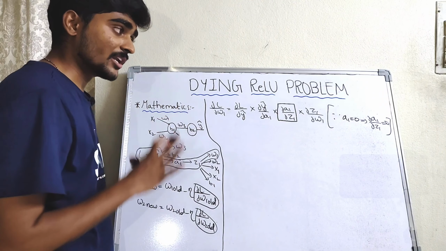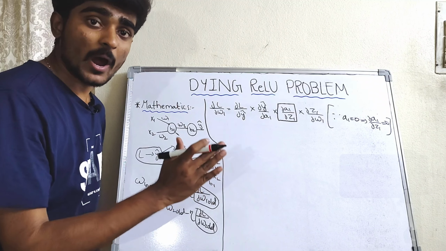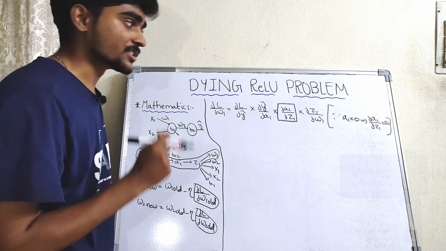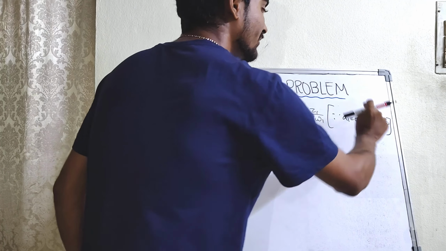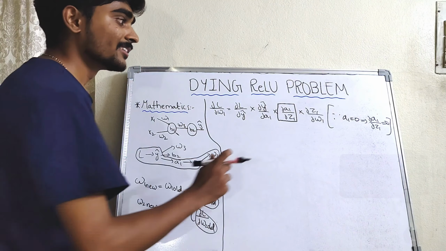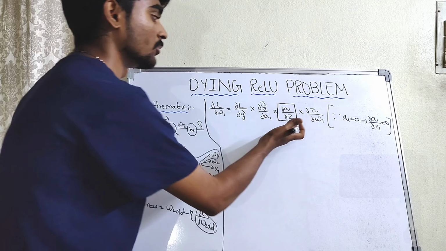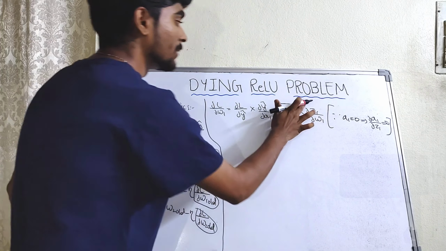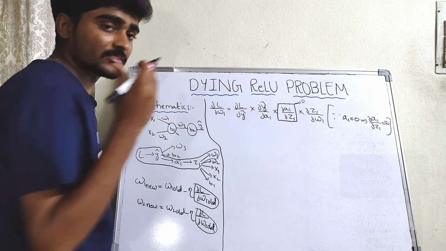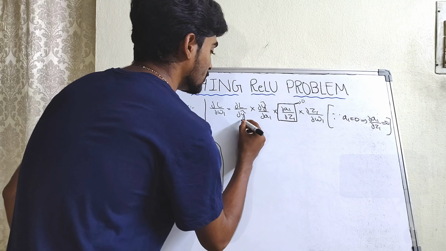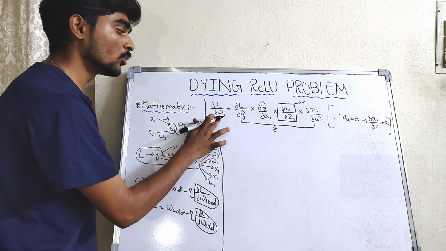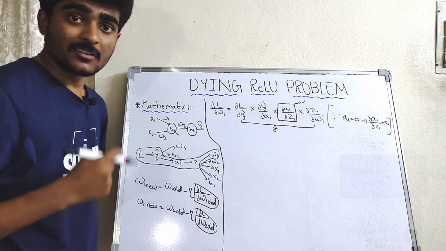When my z value is negative and I pass it through the ReLU activation function, A1 becomes 0. When I write the derivative with respect to Z1, the derivative value will also be 0. I substitute the same value over here. When this term is 0 and I multiply 0 with these other three terms, the entire value becomes 0, which means dou L by dou W1 will be 0.